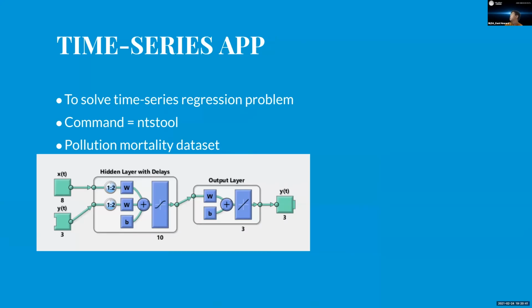This is called the time series app, and it's used to solve time series regression problems, which means that the input can be previous outputs or previous inputs. This is very similar to regression with delay as an input. I'm going to stop sharing my slides for a bit now, and I'll go back to Matlab.